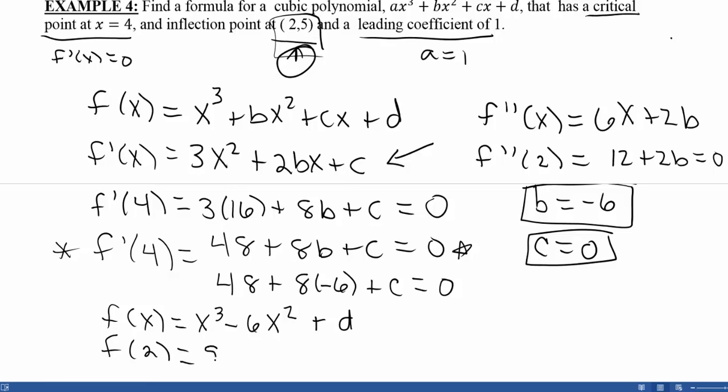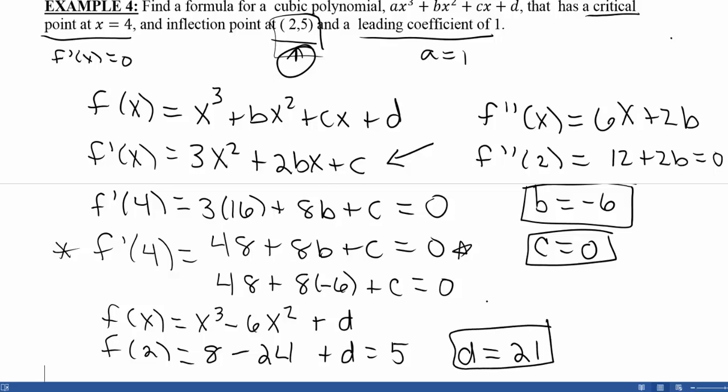So 2 cubed is 8, minus 6 times 2 squared is 24, plus d has to equal 5. So 8 minus 24 is going to give me negative 16. I'm going to add that over to the other side, and so I get 16 plus 5. So that tells me that d has to equal 21.